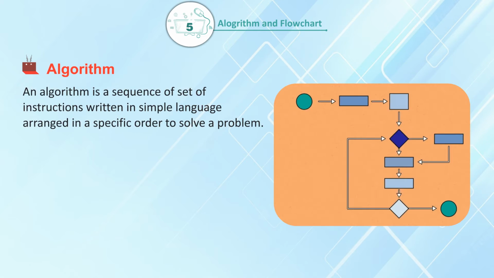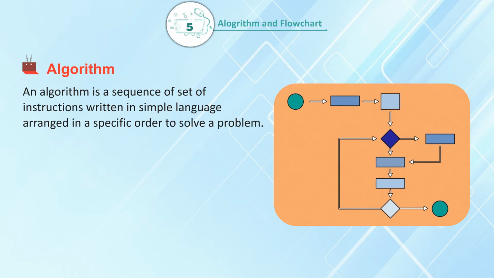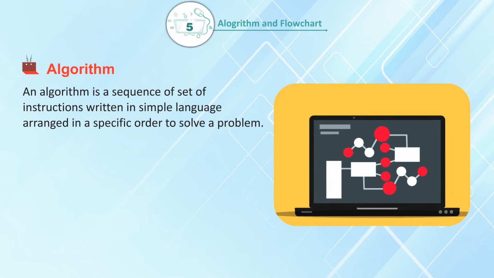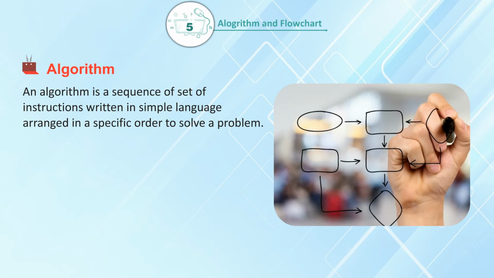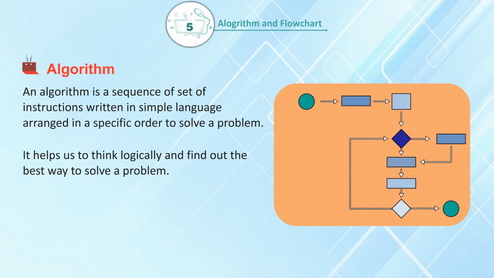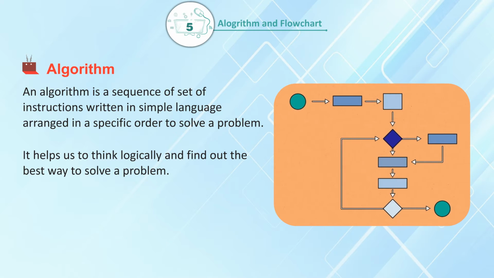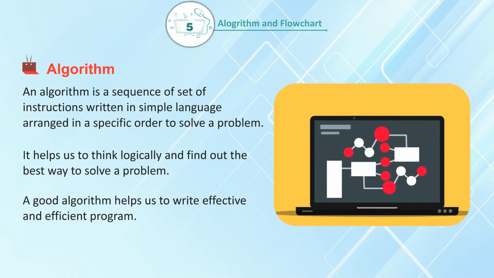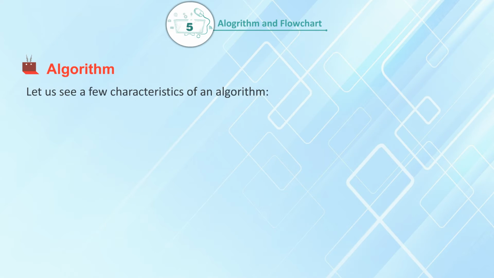Algorithm. An algorithm is a sequence of set of instructions written in simple language arranged in a specific order to solve a problem. It helps us to think logically and find out the best way to solve a problem. A good algorithm helps us to write effective and efficient program. Let us see a few characteristics of an algorithm.